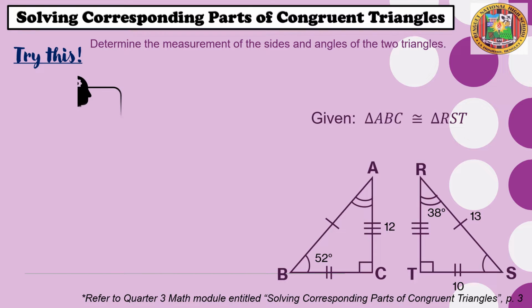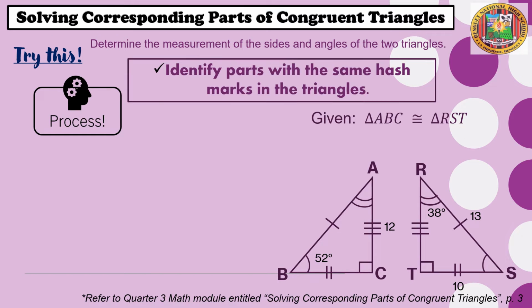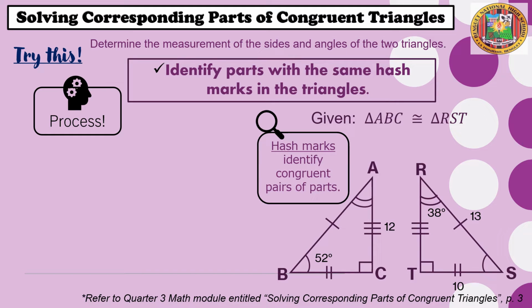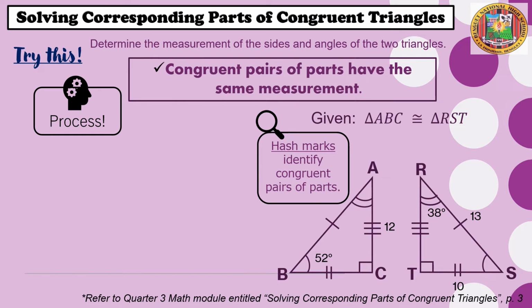Let us process what we know. We identified a while ago the corresponding pairs of sides and angles that have the same hash marks on the triangles. This is important because hash marks identify congruent pairs of parts, which means that these parts have the same measurements.